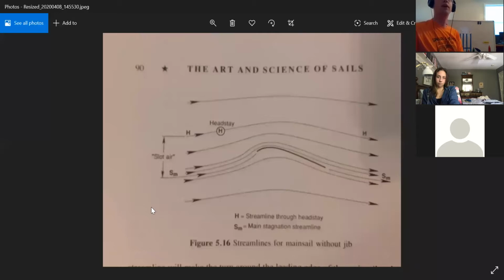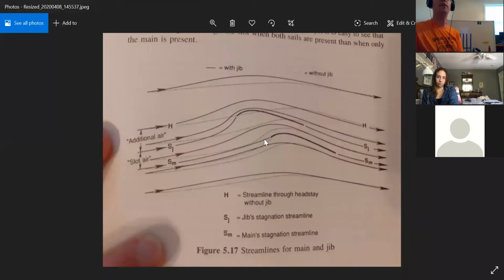Now, if we were to add the jib in, let me get the next picture. Should be this guy. Boom. Now we add the jib in. Things are looking different. So again, we can see these lines are not as close together behind the main, right? We said that through this slot, the air gets slowed down. One other thing to look at is where we have this stagnation streamline.